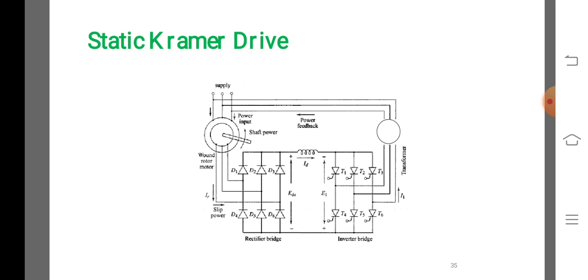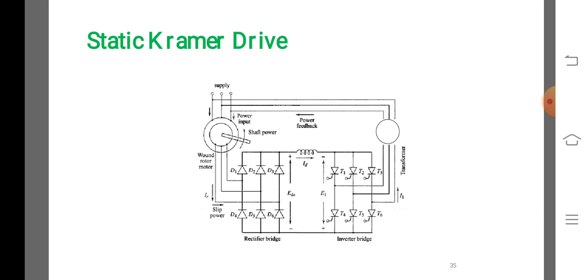When the output of this rectifier is connected to the phase controlled thyristor bridge, which operates as an inverter, the slip power is returned back to the supply through the transformer. The transformer is connected across the three-phase transmission line. The rectifier is connected to the inverter through a smoothing inductor L.